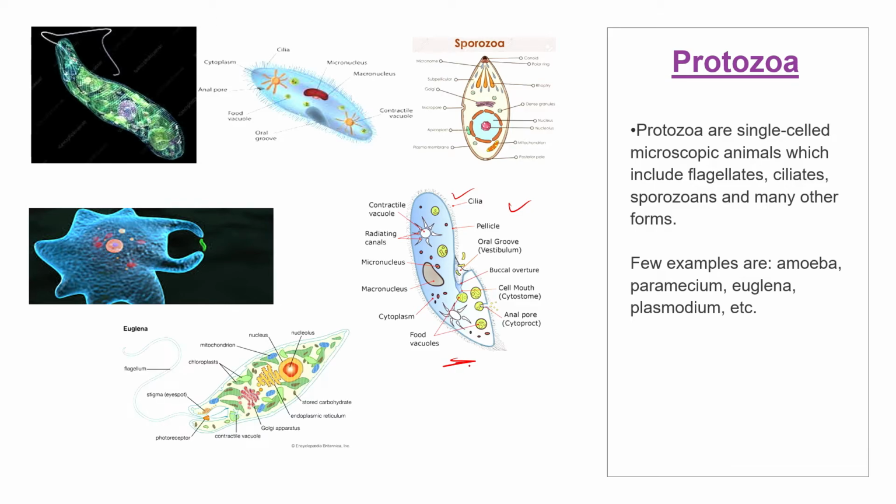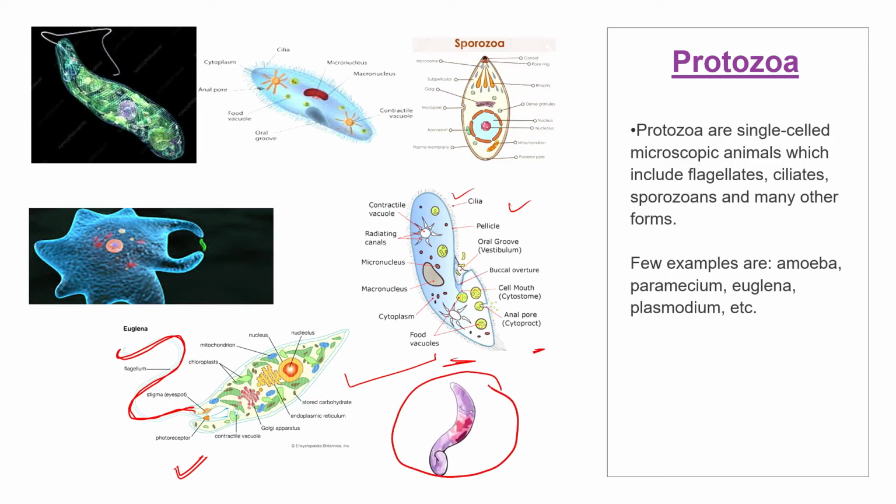Next comes the structure of euglena. What is the difference between paramecium and euglena? One big and very important difference that we can consider is the flagella. In euglena we can see the flagella, but not in the case of paramecium. This difference you have to remember. Then comes plasmodium. Plasmodium is a protozoa which is responsible for malaria in humans.